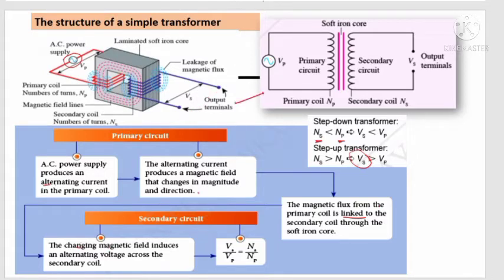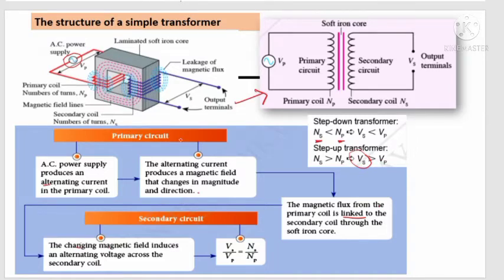Okay, so we can draw it in a circuit. This is the electric symbol. So you can see just now this drawing represents the transformer. Okay, for a step-down transformer, we also discussed that Ns is less than Np, thus Vs is less than Vp. For a step-up transformer, Ns is more than Np, thus Vs is more than Vp.